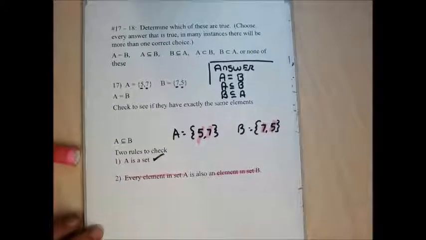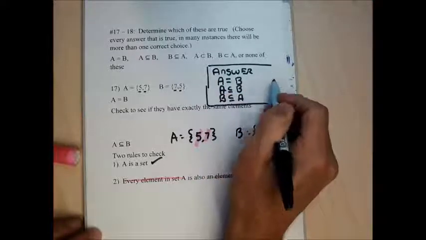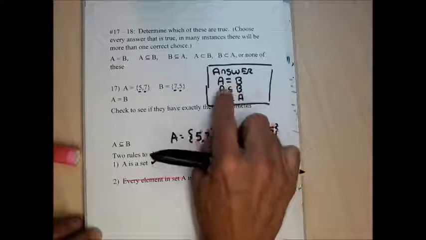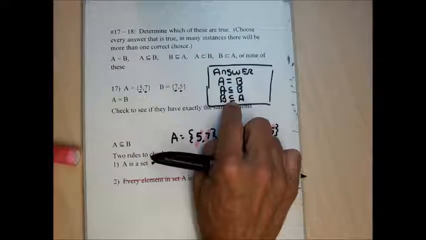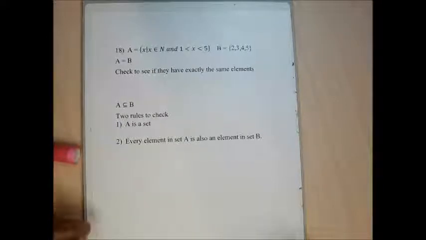So the only symbols that satisfied everything they needed to satisfy were A is equal to B, which only had one criteria, that they have exactly the same elements, and A is a subset of B and B is a subset of A, which has the two criteria. Problem 18 asks me to check the same 5 relations between A and B.